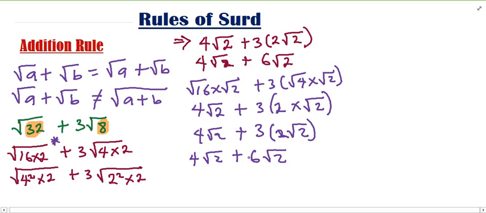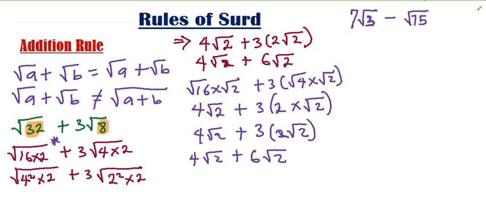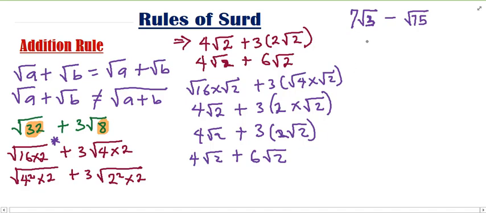Okay, I have this question and I want you to go ahead and try this question on your own. 7 surd 3 minus surd 75. Actually it's exactly the same thing, because we still have the same sign, just that it's minus now, but before it was plus, right? Okay, so let's go ahead and simplify this.